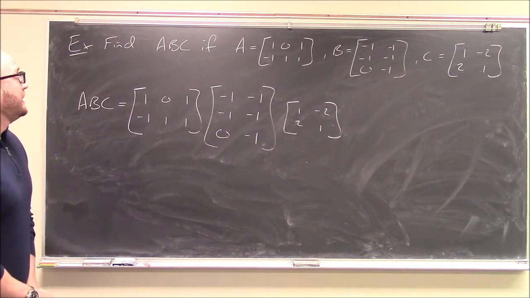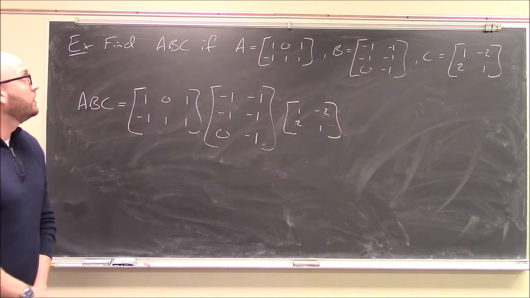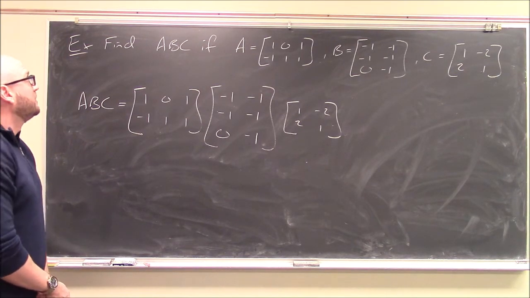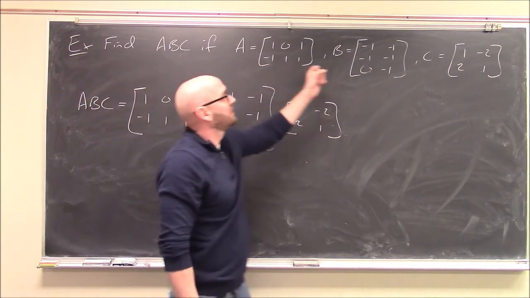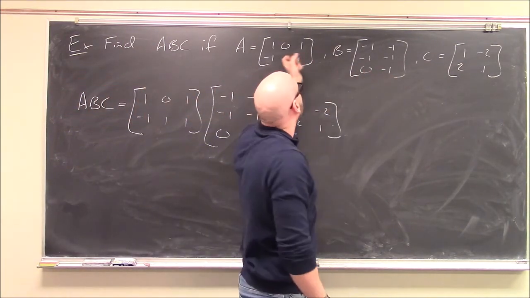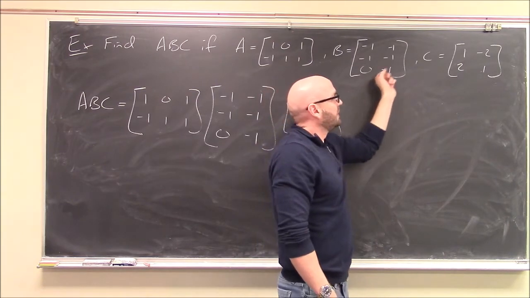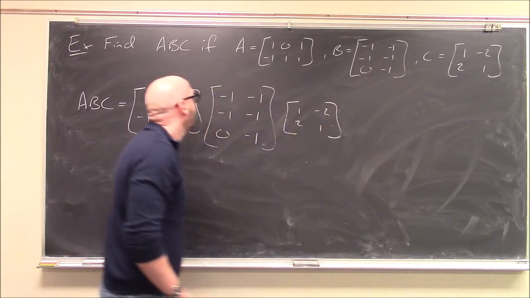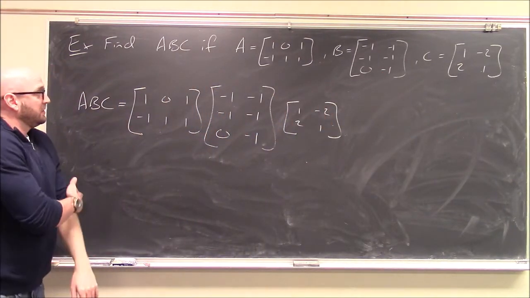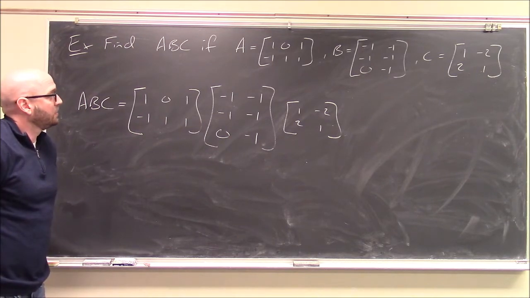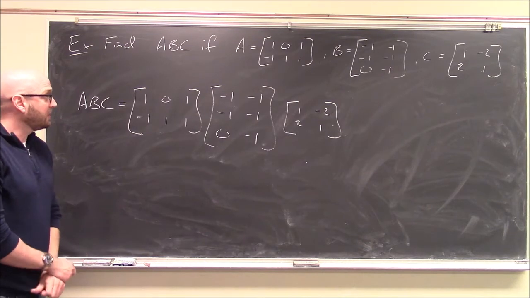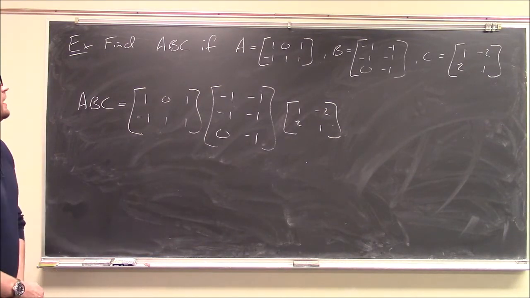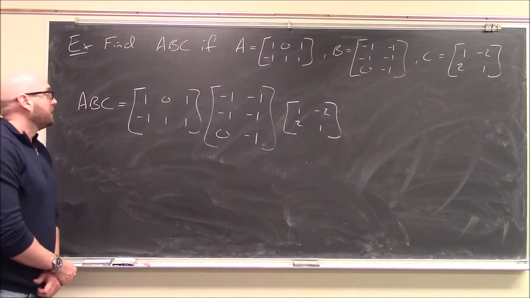So here we have 3 matrices, and we're asked to multiply them together. So we're asked to compute ABC, where A is this 3 by 2 matrix, B is this 2 by 3 matrix, and C is 2 by 2. Remember we have associativity of multiplication, so it doesn't matter which order we do this. We just have to choose 2 to multiply together first.